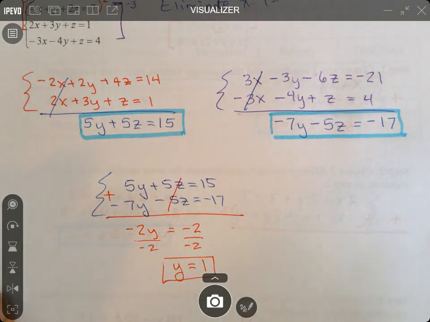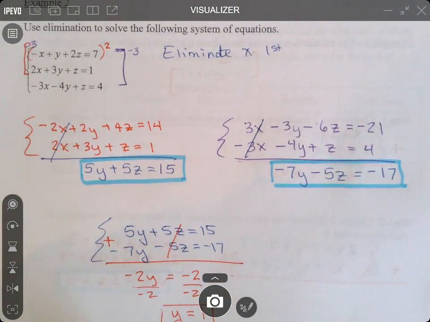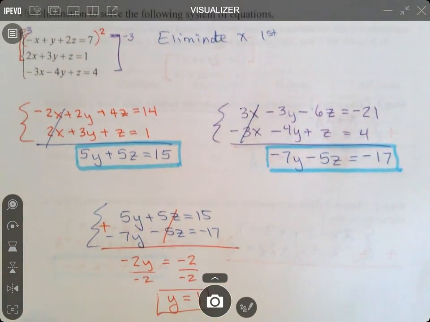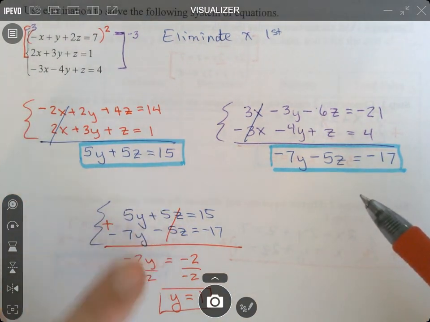I can't find x because in order to find x, I need y and z. Agreed? So we're sort of working. If you really think about this, we got rid of a variable, we got rid of x, then we got rid of z, and we got down to y.